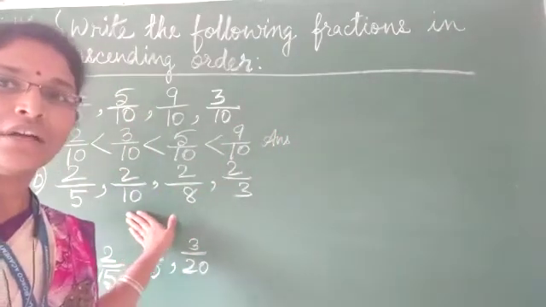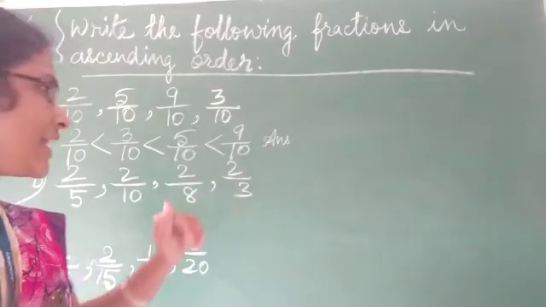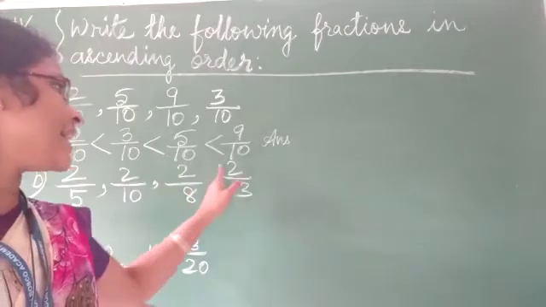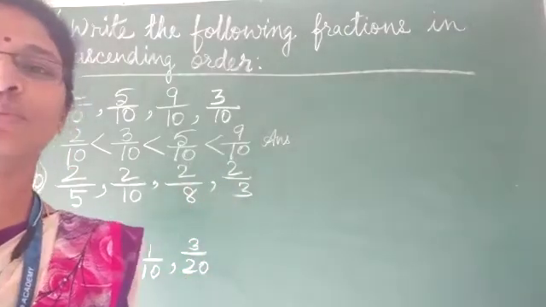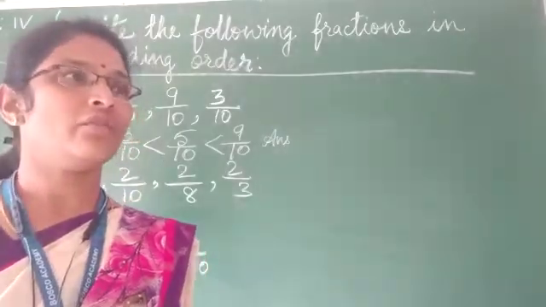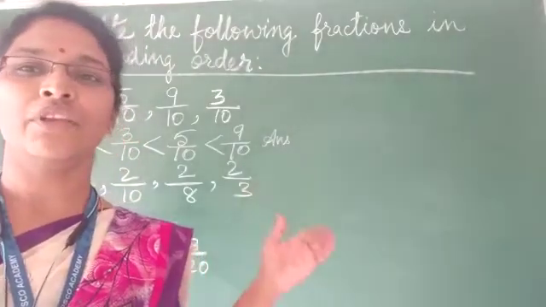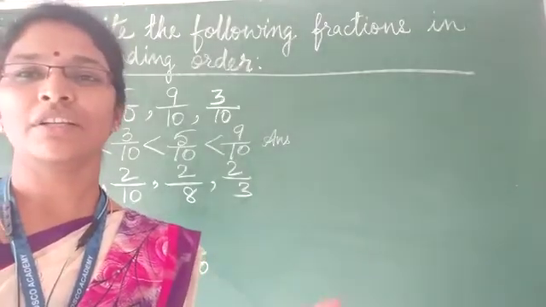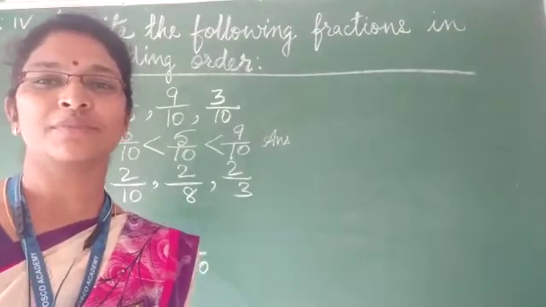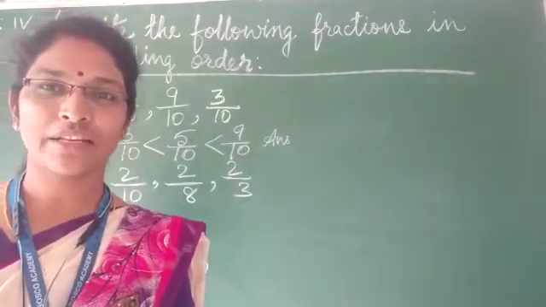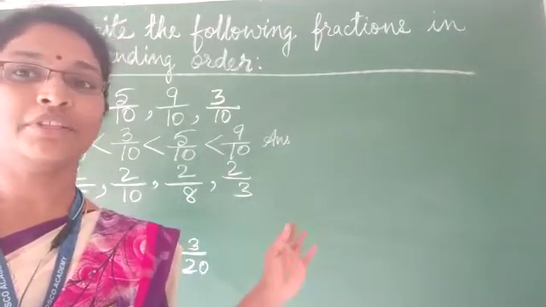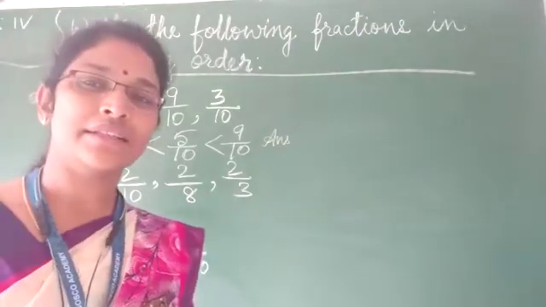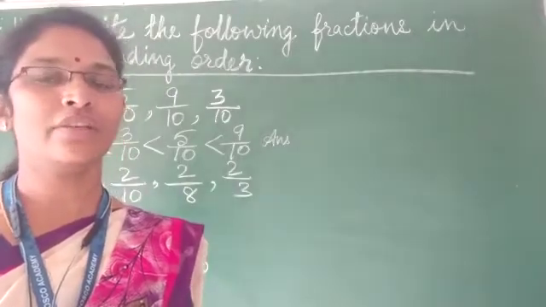You can see here the numerators are the same: 2 by 5, 2 by 10, 2 by 8 and 2 by 3. Here the numerators are the same. And we have learned in the last classes that if the numerators are the same, how can we compare the fractions? If the numerators are the same, whose denominator is smaller, that will be the greater fraction, and whose denominator is greater, that will be the smaller fraction.